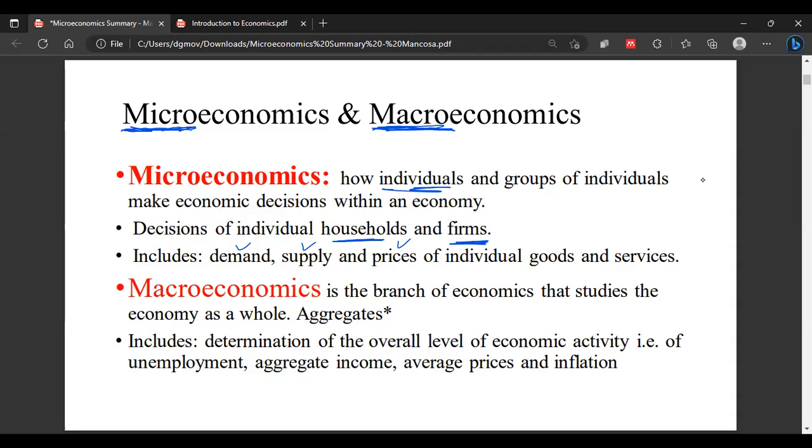We also, for example, want to understand how many people are unemployed in the economy, not in a particular sector, not is John unemployed, no. But macroeconomics seeks to study the economy as a whole, right? Total income in the economy, the price of goods and services, not the price of bread, not the supply of bread, but the price of everything, which is known as your general price level. And with that, we are able to measure variables like inflation, which refers to the changes in the general price level, right?